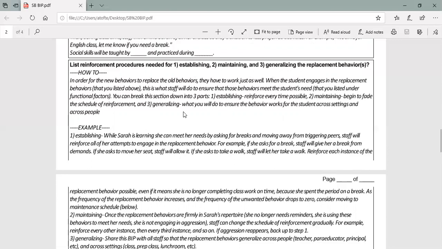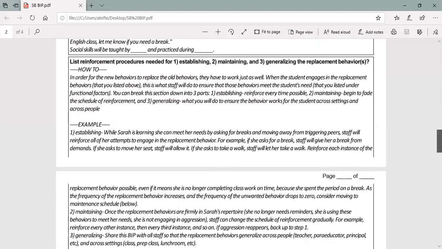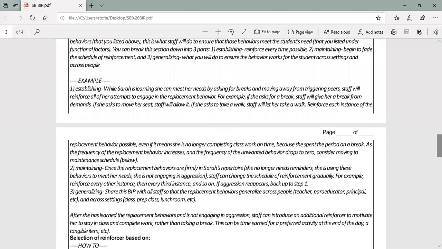So is there anything else I need to tell you about that? Our example here, while we're establishing, we're going to reinforce Sarah's behavior every time it happens. Remember, we reinforce behaviors, not people. I almost slipped there. We're going to reinforce her asking for a break. Whenever she does it, she gets a break.